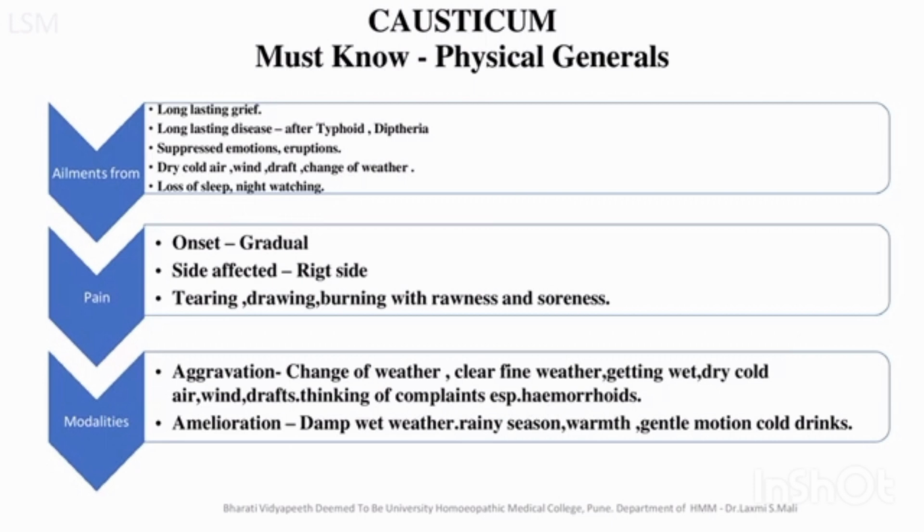Pain of causticum has a gradual onset. Causticum complaints are often right sided. There is a characteristic pain in causticum. There is tearing, drawing, burning pain with rawness and soreness. This rawness and soreness accompanies all the pain of causticum.